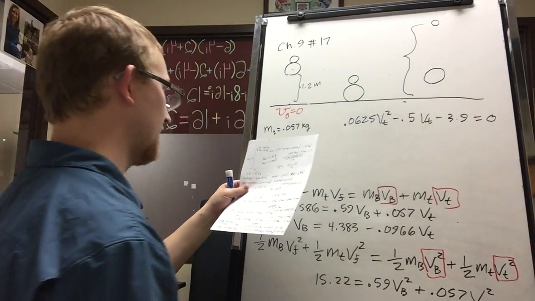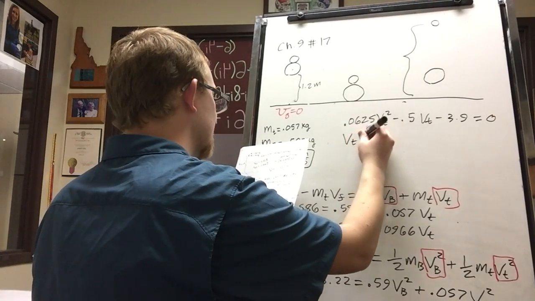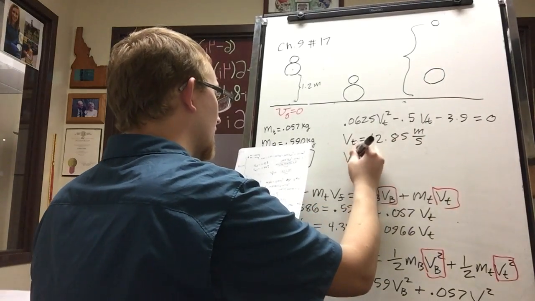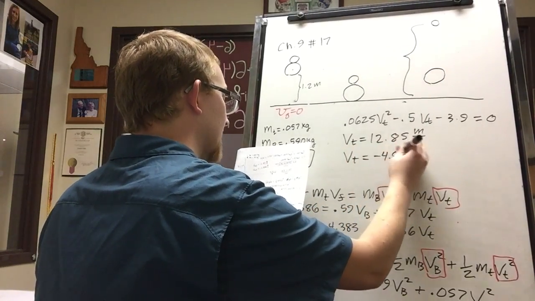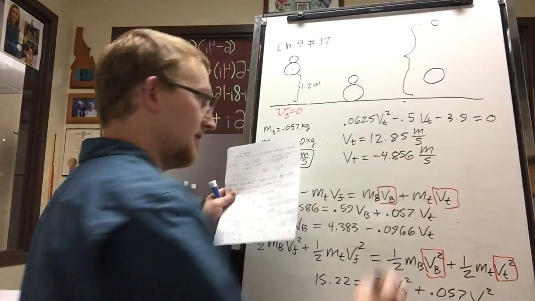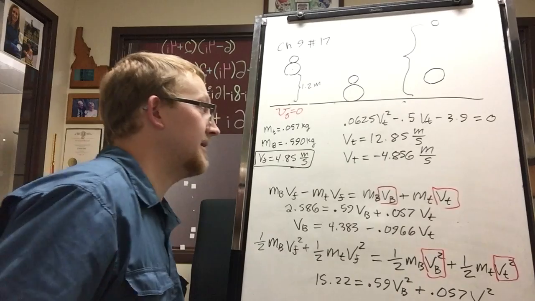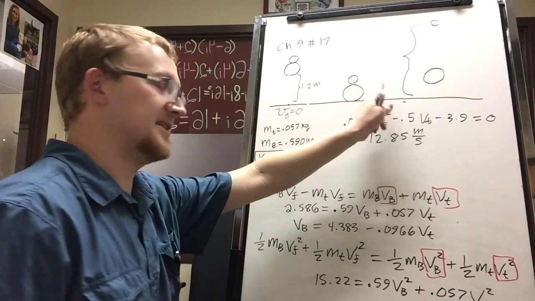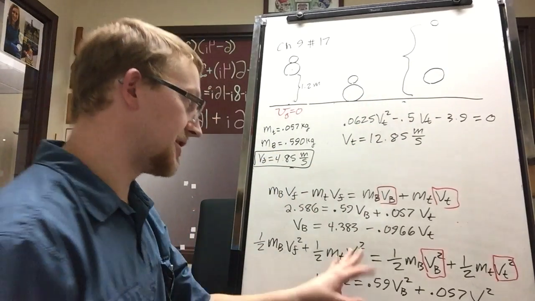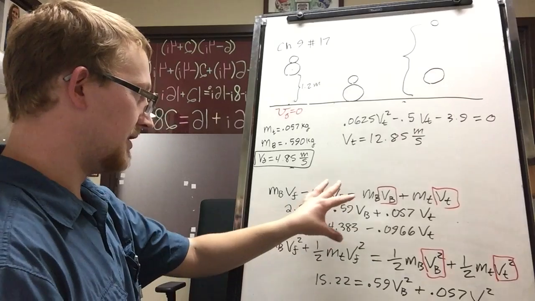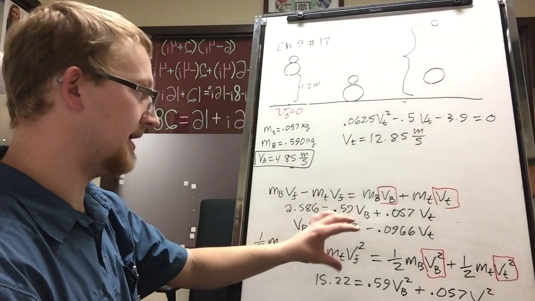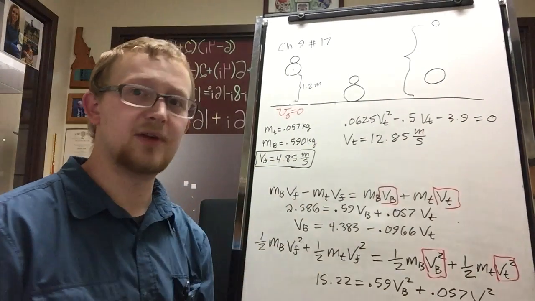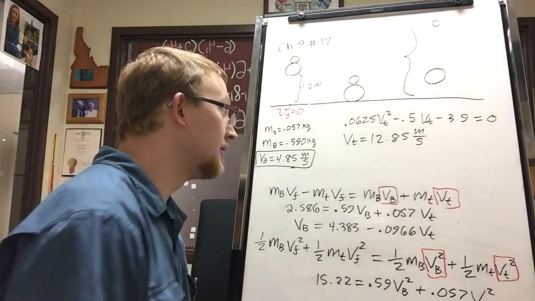I plug that into my quadratic formula and I get two possible velocities of the tennis ball. One of them is 12.85 meters per second, and one of them is negative 4.856 meters per second. And in physics, if we set up everything right, we can go ahead and neglect the negative number. So now we know the final velocity after the collision of the tennis ball. I'm sorry I didn't go through all the calculations. Hopefully you'll be able to just do the substitutions in the quadratic equation necessary to find this solution. If not, send me an email and I'll shoot you the work through.